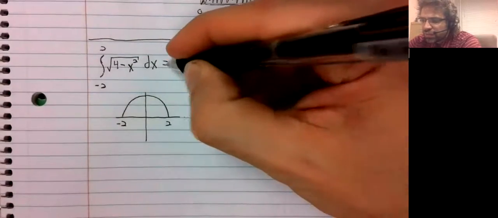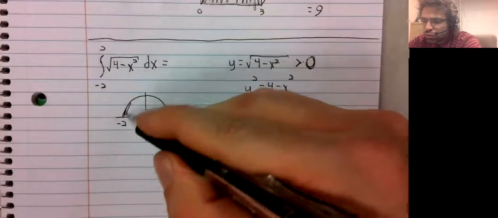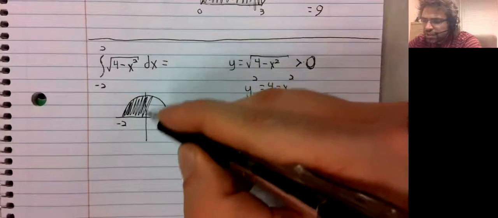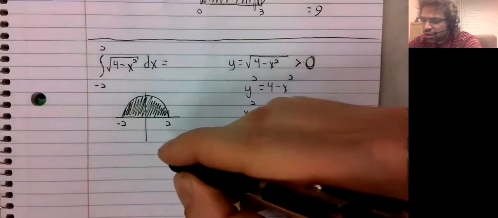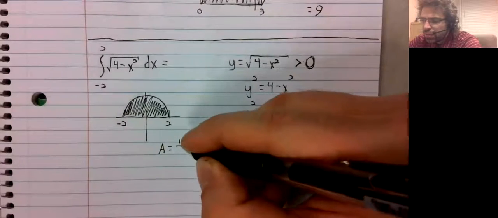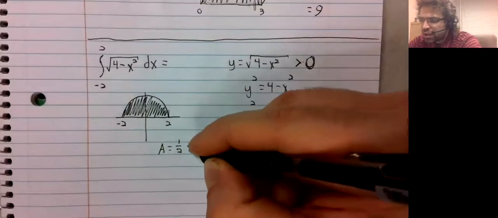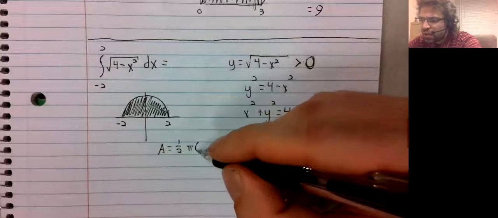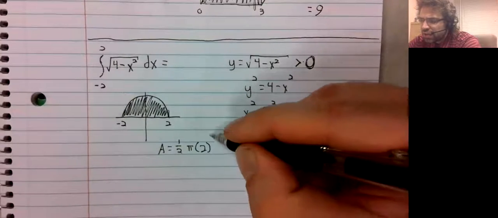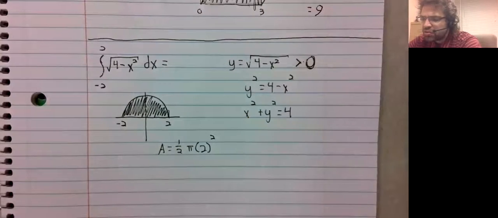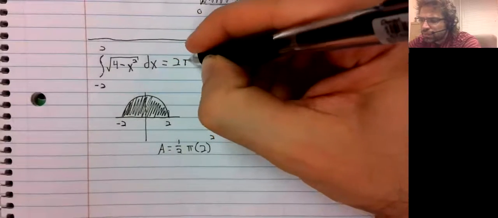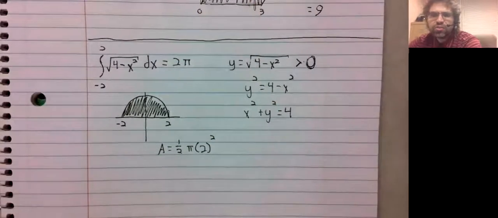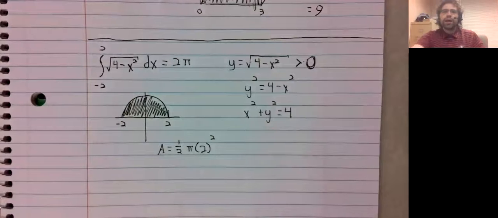And this integral is then the area under the curve, 1/2 times pi times the radius squared, is 2 pi.